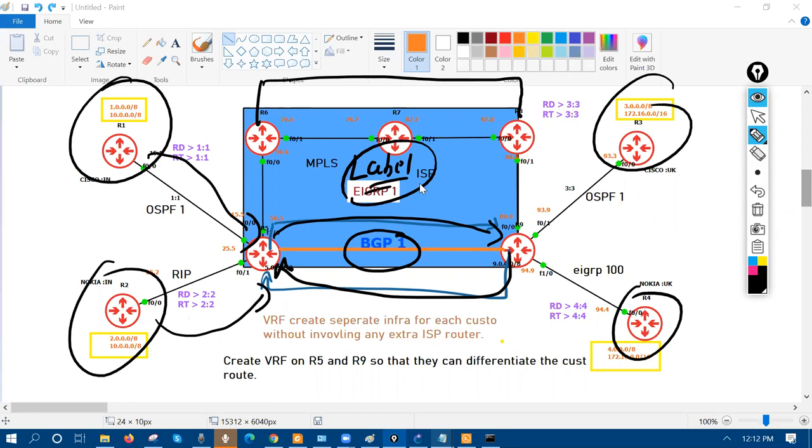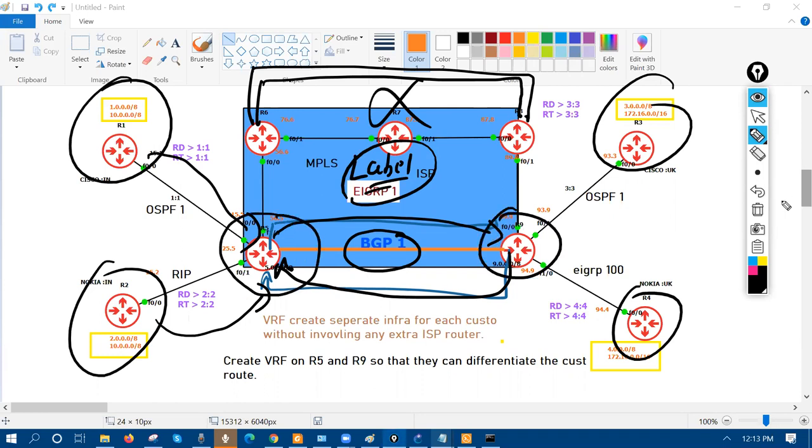See in the MPLS unicast, what happened? The core router has information about the routing table as well as the label. If somehow the label is not present, they will forward the packet based on the routing table. But in case R7 does not have a label, they will drop the packet. So the benefit is very simple. R6, R7, R8 have no need to maintain the customer route. We can implement these routers as very low-end routers. No need to put high-end routers over there. Only R5 and R9 require high-end routers.